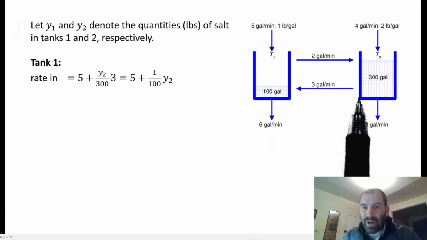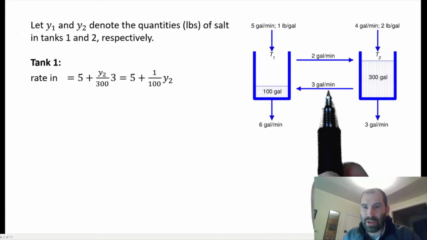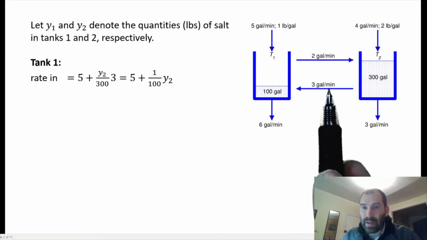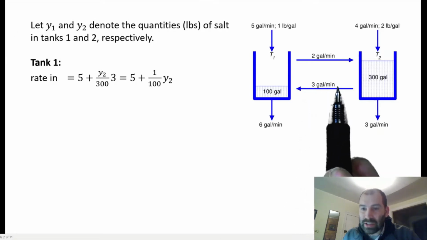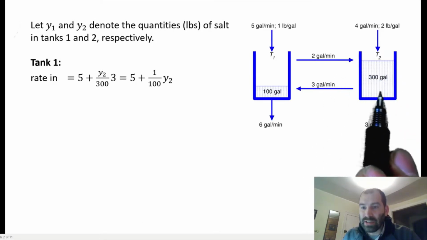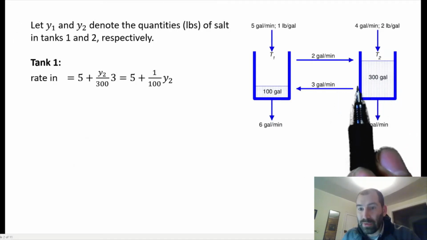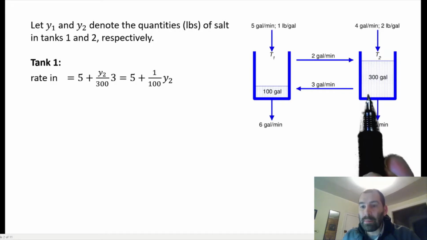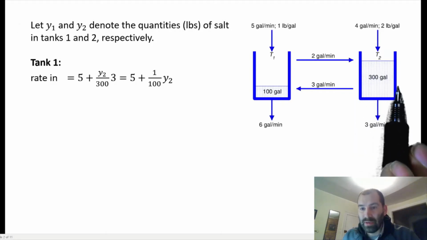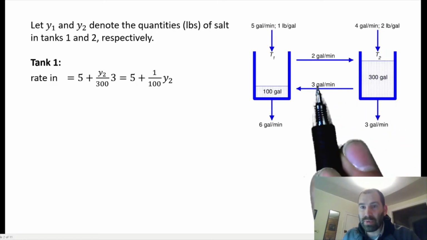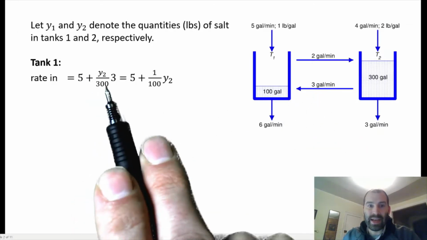However, we also have another source coming into the tank. We have this coming in from tank 2. That's coming in at 3 gallons per minute. Now we need to multiply that by the concentration to get the pounds per minute of salt. So what's the concentration of the source? Well, the source is tank 2, and to get the concentration, we're going to take the amount of salt in tank 2 and divide by the amount of fluid in tank 2. That gives us the concentration. We're going to multiply that by the rate it's going into tank 1. And that's exactly what I did here.